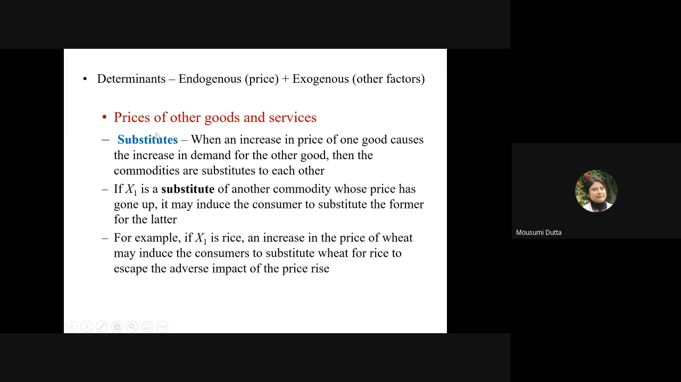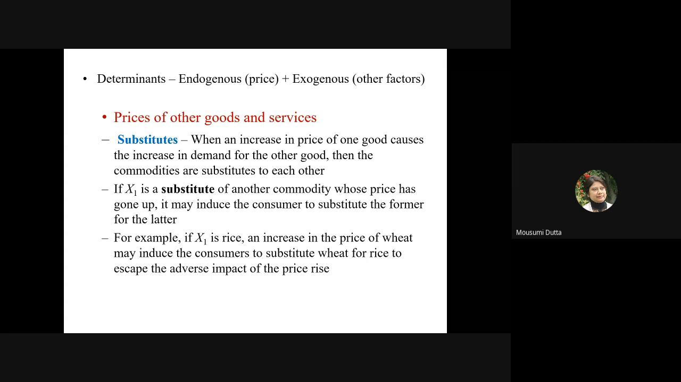Okay. First, I'm starting with price of the other goods and services. Prices of the related goods and services. Here, the two concepts are important. One is the concept of substitutes, and another is the concept of complementary commodities. Now, what is meant by substitutes? When an increase in price of one good causes the increase in demand for the other, then the commodities are substitutes to each other. What does it mean?